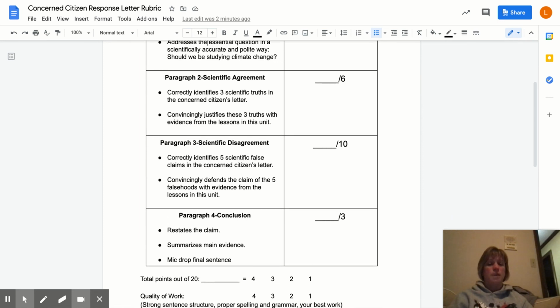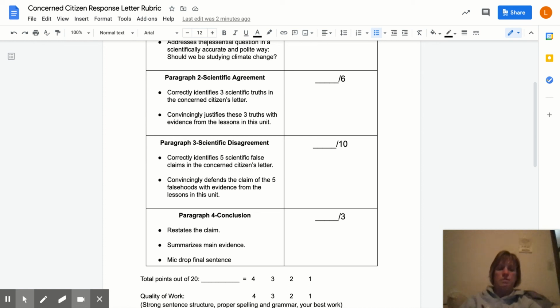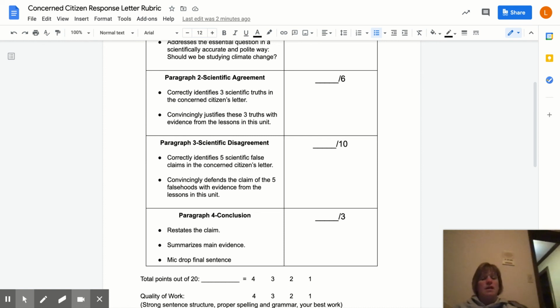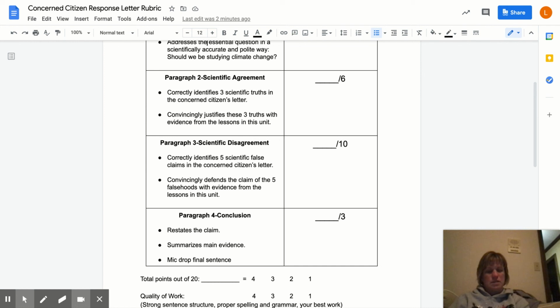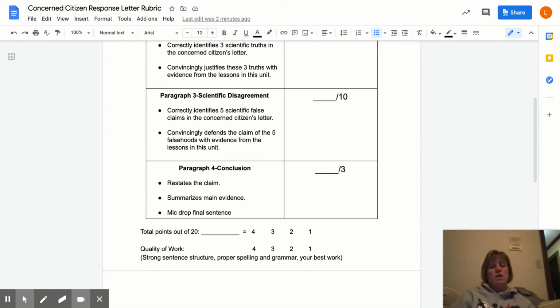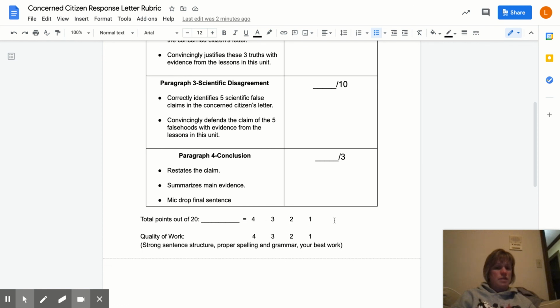Now, the conclusion paragraph, 3 things I'm scoring for: that you restate the claim that we should be studying climate change, summarize the main evidence. So maybe pick a couple things that are most convincing to you that we should be studying climate change, and then a mic drop final sentence. Your language arts teachers knew that you would know what that is. So some big final sentence that just leaves the reader thinking, right? So I'll total it out of 20 and translate that to a 4-3-2-1 for the academic standard.